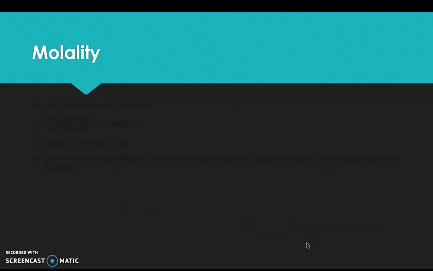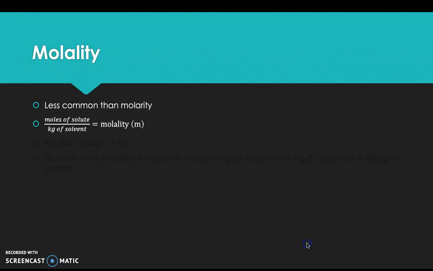The next one we're going to talk about is molality. Now molality, if you did level 4 of solutions A, you learned how to calculate molality. It's less common than molarity, but it is used in some calculations, so it's important to know. Molality is a little different. It's the moles of the solute, which is the same, over the kilograms of the solvent. So now we're not caring about the volume of solution that we're making. We're caring about how many grams or how many kilograms of my solvent do I add to my moles of solute.